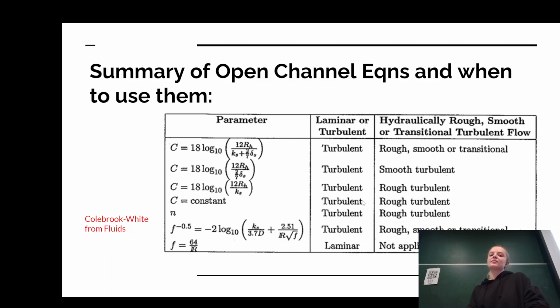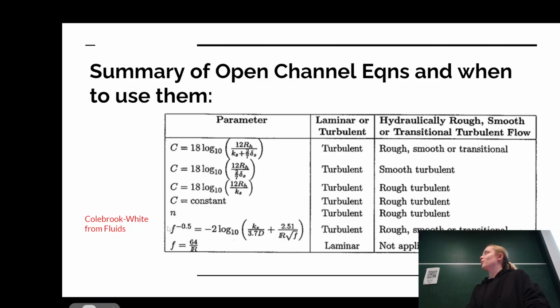And then sometimes they'll give you a constant, like in your question, but most of the time they'll ask you to find it. And then sometimes they also give you your Manning's values, that's your n. And then down here, this one should be looking kind of familiar to you.